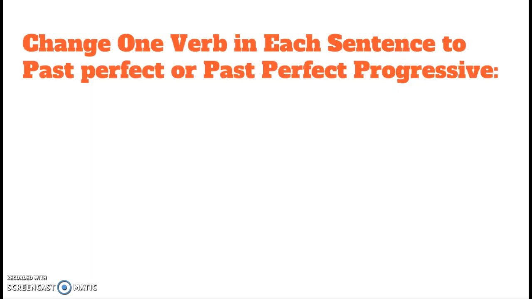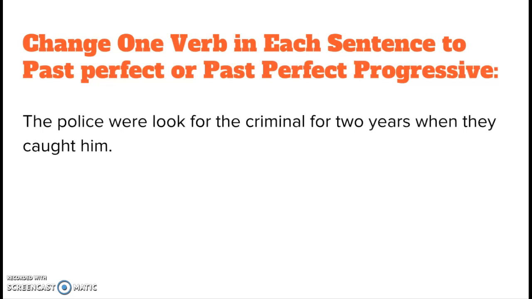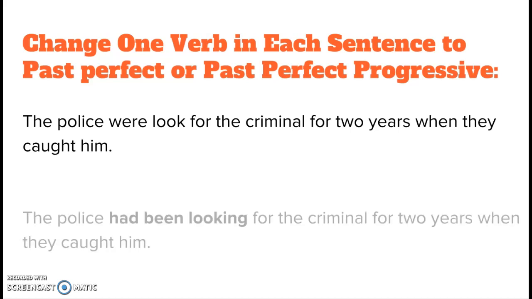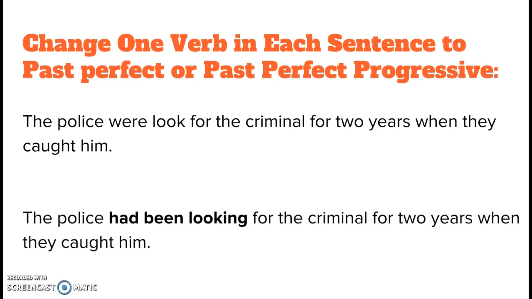So let's do a little more practice. You're going to change one verb in each sentence to the past perfect or the past perfect progressive. You choose the verb and you choose the verb tense. The police were looking for the criminal for 2 years when they caught him. So we're going to choose the earlier action and it's progressive. So we'll say the police had been looking for the criminal for 2 years when they caught him.